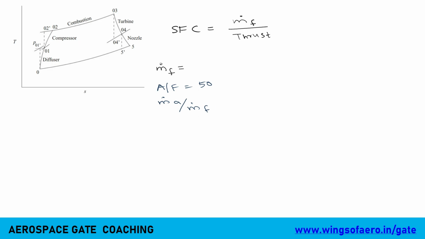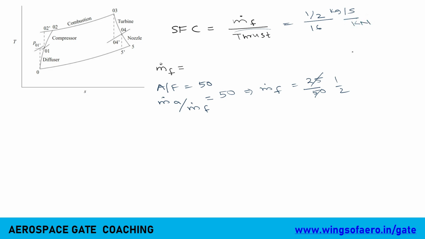Can I write it this way? Yes, ma'am, because it will be 1 by 2. Then what is the mass flow rate of fuel? 25 by 50. Substitute there. Whatever you got here is 1 by 2. What will the unit be? Kg per second. Here we have 16 kilonewton.